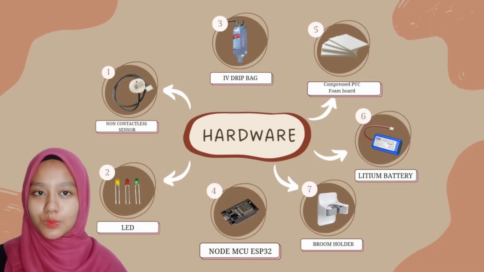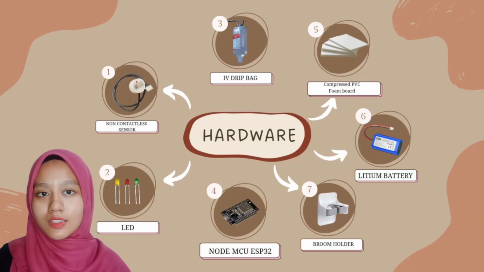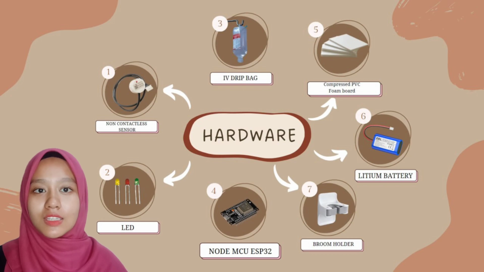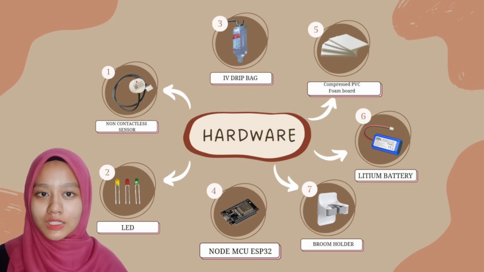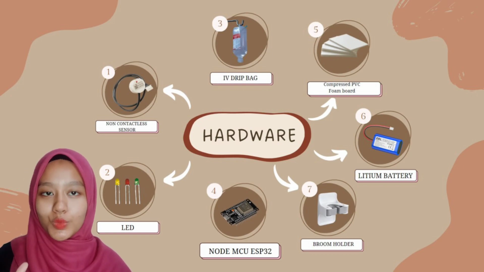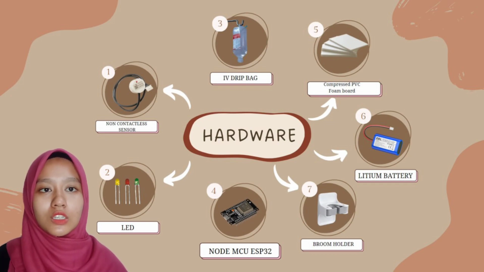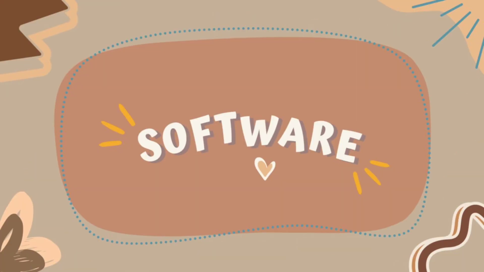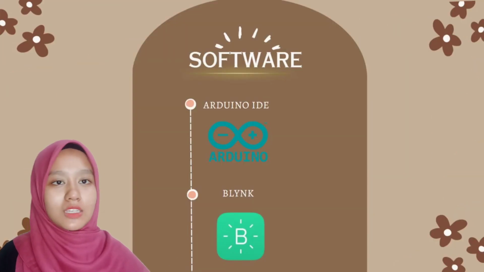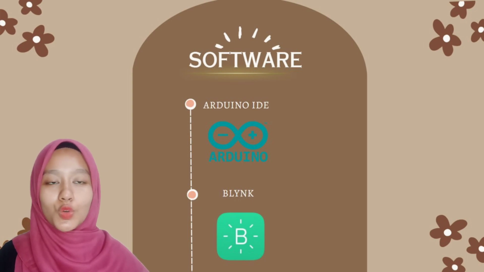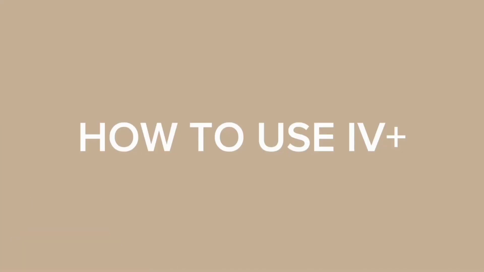The hardware used for this project consists of 3 non-contact sensors. The function of a non-contact sensor is to have the ability to function without needing to physically touch the object being monitored. Other than that, the hardware that has been used is a NodeMCU ESP32, lithium battery, broom holder, IV drip, and 3 LEDs, which are a red LED, a yellow LED, and a green LED. The software used for this project is Arduino IDE, which is used to compile the code, and Blynk to notify the user about the water level. Here is how to use IV+.